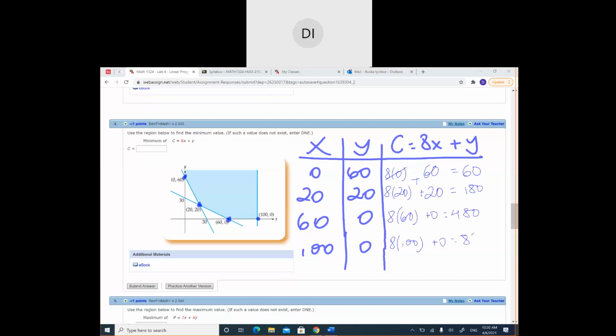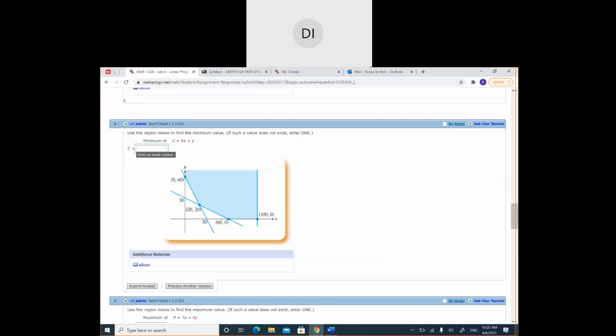It's 800. Now you have to be careful what they're asking. They're asking for the minimum of the function. So looking at my numbers, which one is the smallest one? 60. Okay? So that's my answer. The minimum of the function is 60. Okay? Then you're going to go to number 5.